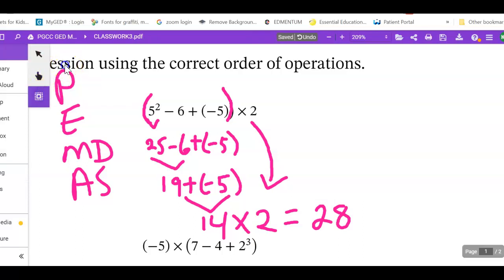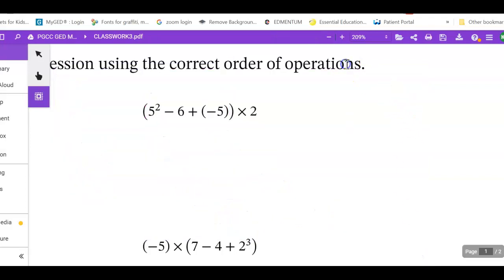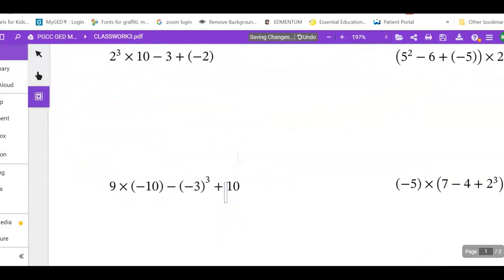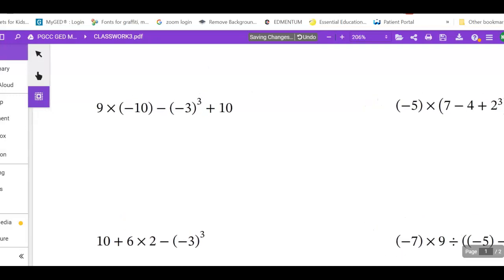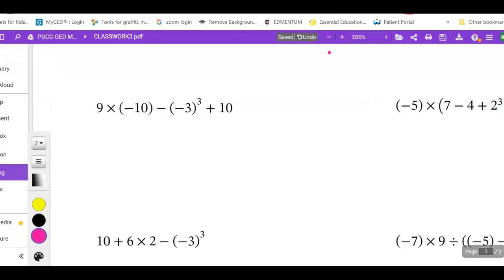Let's try another. Here we go. All right, let's take a look at this one. Write down my PEMDAS. Here we go. Parentheses. Do I have anything in parentheses? I have parentheses, but those parentheses are just surrounding negative numbers, so that doesn't really count.